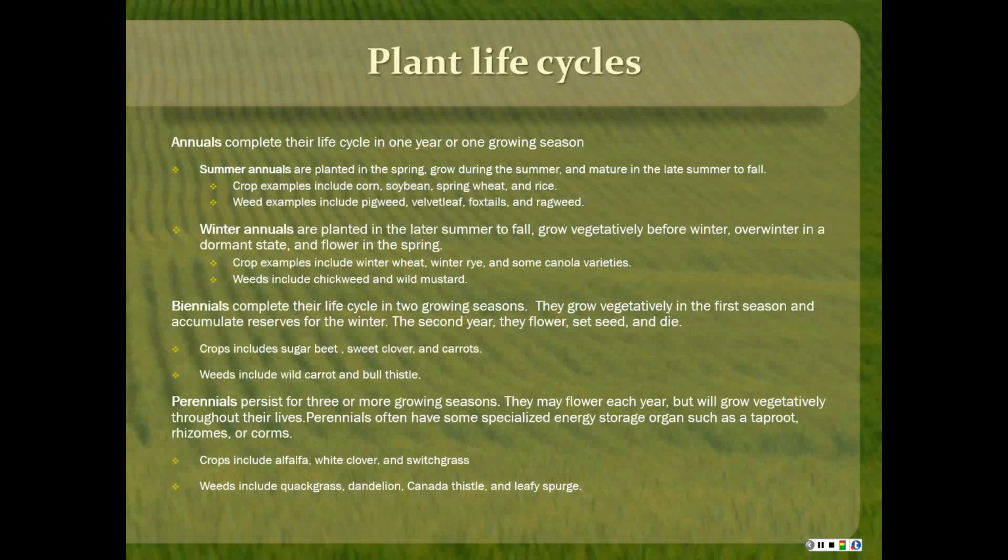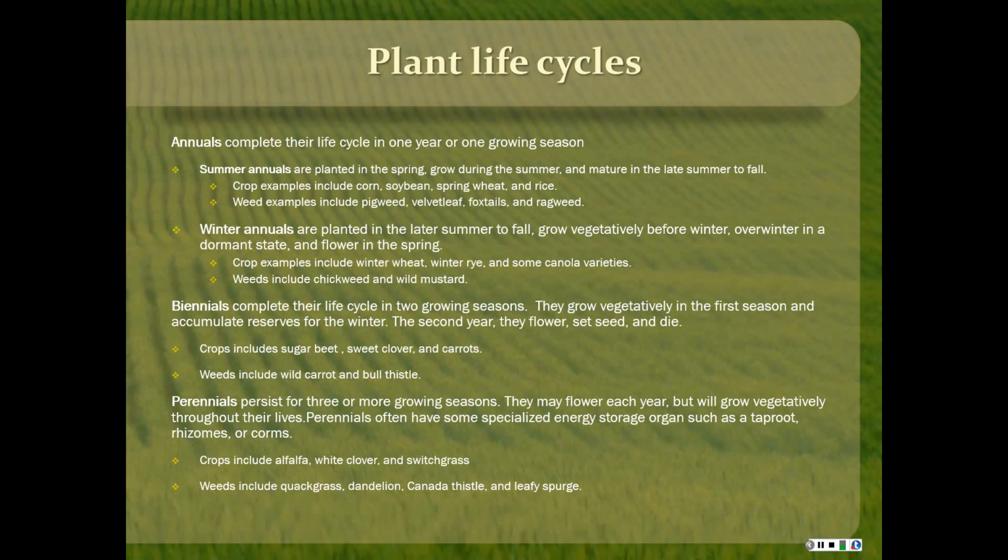And then plant life cycles. There's different crops and weeds that go in. The life cycle just tells how long they have to complete their life cycle, in 1 year, based on how many years or growing seasons. And different species go along with different ones, and also different weeds as well. And there's lots of other examples. I've just got some major ones here.